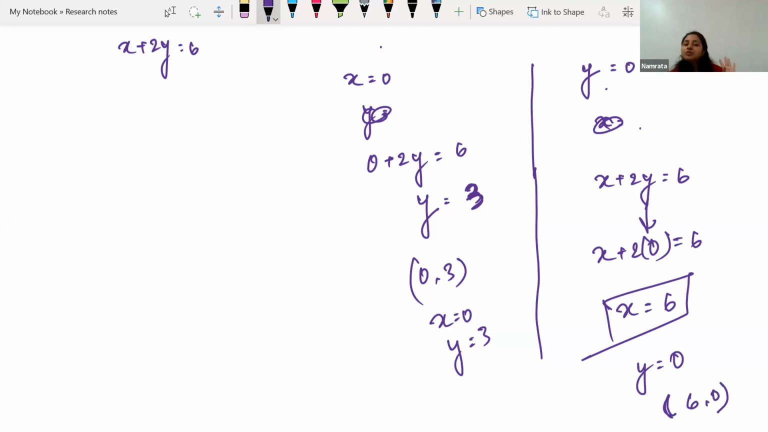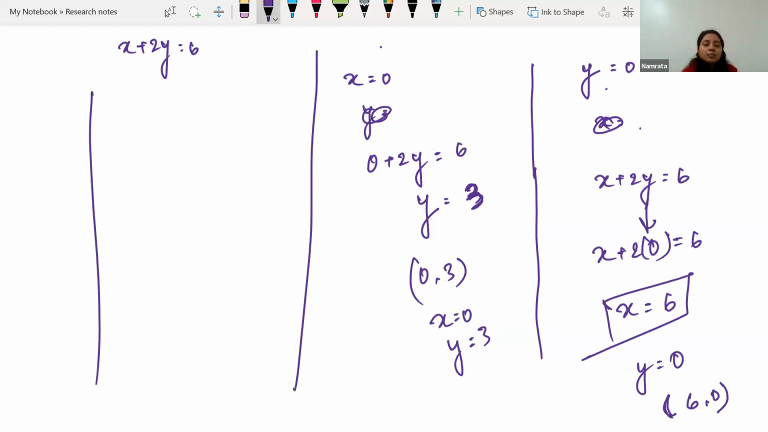Apart from that, if you have to find four solutions, then the other two you can take any number of your choice. You can take x as 2, you can find y. You can take x as 4, you can find y. You can take x as any number, you can find y. This is how we will be solving when we have to find three solutions, four solutions like that. Is it clear to everyone? Yes, ma'am.